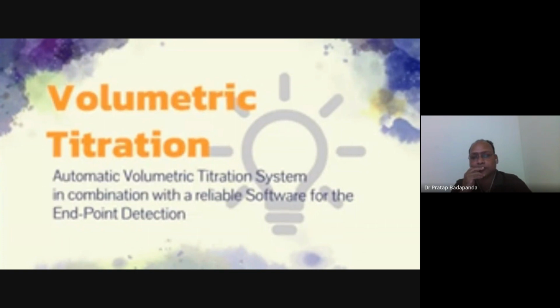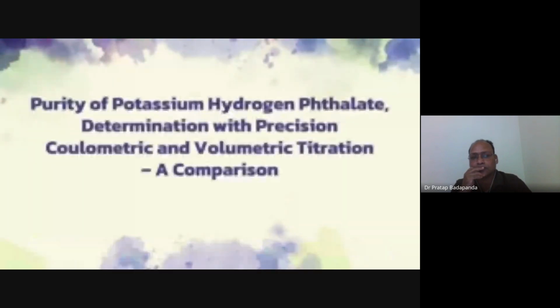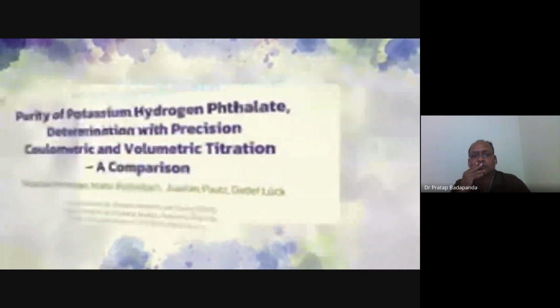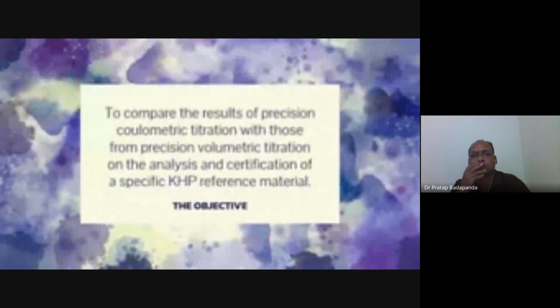This idea was further explored in this study entitled "Purity of Potassium Hydrogen Phthalate, Determination with Precision Coulometric and Volumetric Titration: A Comparison." It was done by Recknagel et al. and published in the journal Analytica Chimica Acta in 2007. The aim of this study was to compare the results of precision coulometric titration with those from precision volumetric titration on the analysis and certification of a specific KHP reference material.